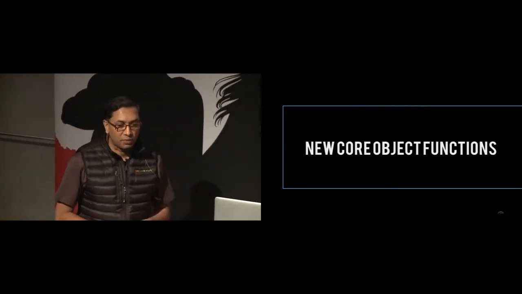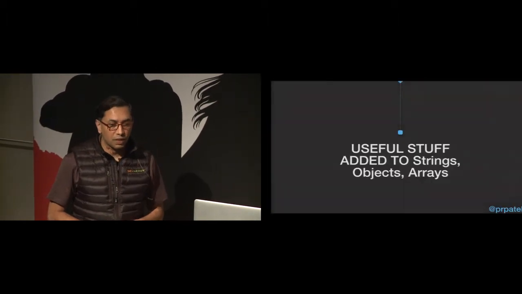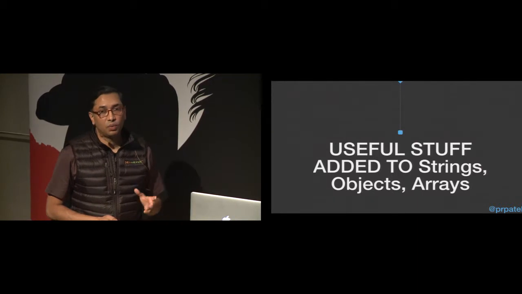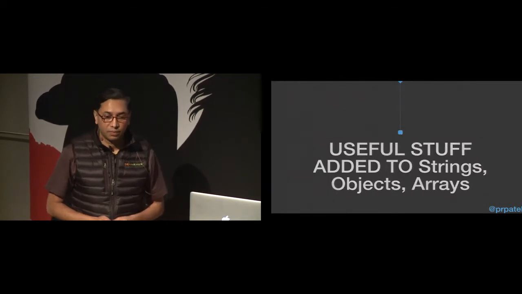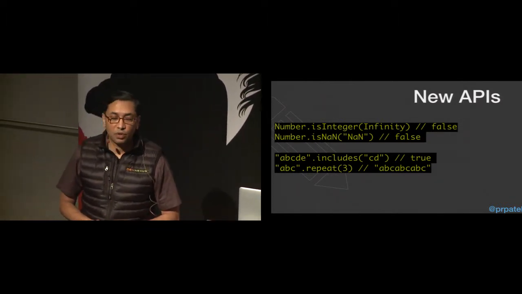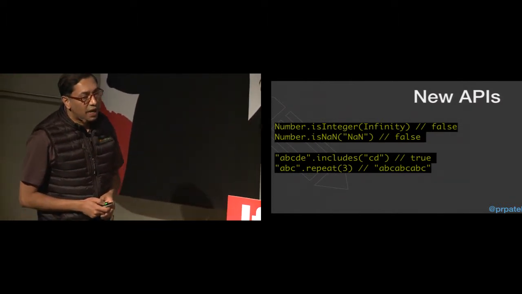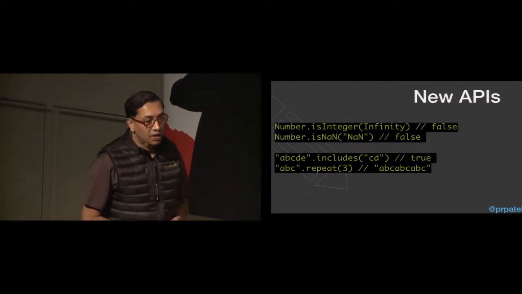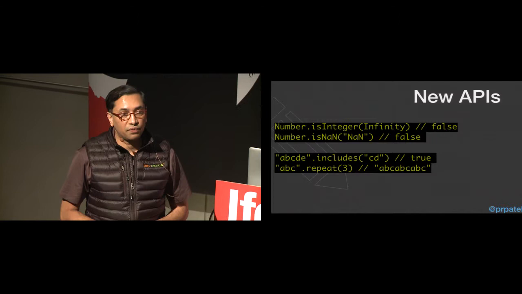Let's talk about core object functions for a while. Now, in ES6, they've added a whole bunch of stuff into several core objects. Let's do a quick flyby of that to help you understand how you can use these in your code base. So the first thing is they've added stuff to numbers. So now we have Number.isInteger and Number.isNaN to verify that something is not a number.